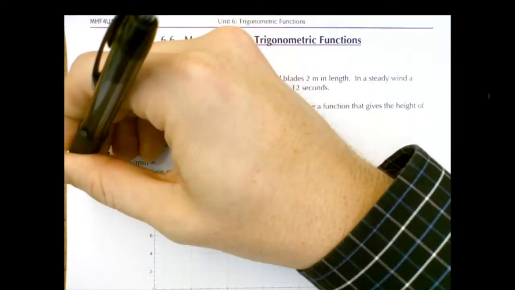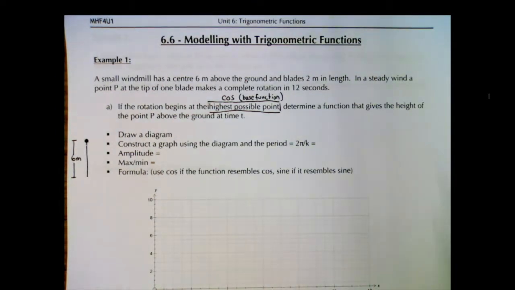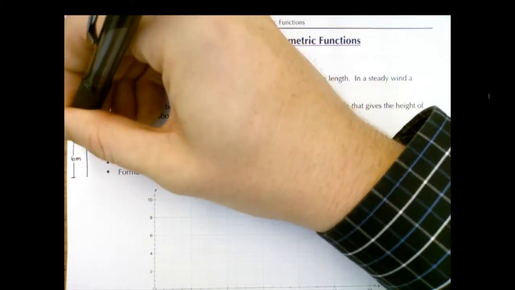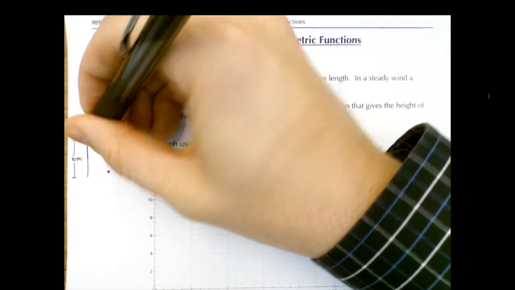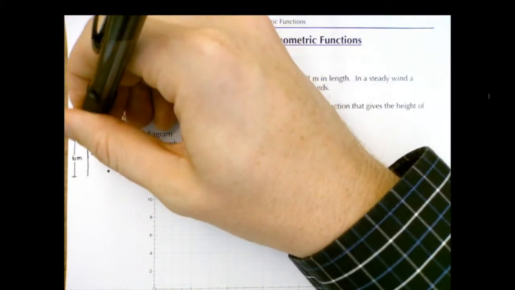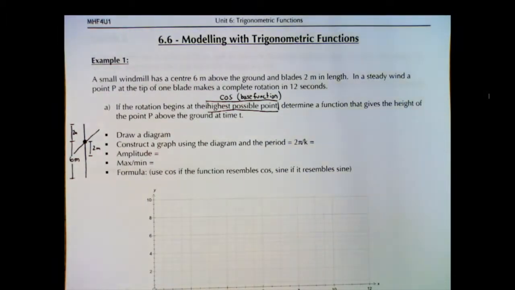And we know also that the blades on this windmill are 2 meters in length. So that means if I draw one blade straight up 2 meters, that's as high as we could go. And if I draw one straight down 2 meters, that would be as low as we could go. And I'll draw a couple other blades on there for good measure. There we go. That one looks a little long. Let's shorten that one up a little bit. There we go. There's our windmill.